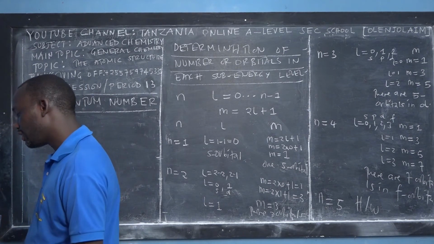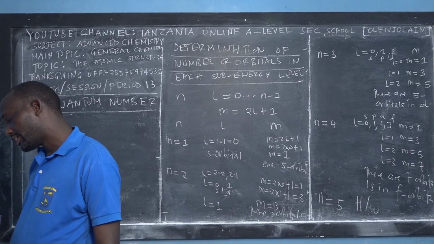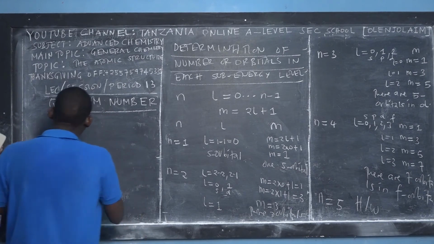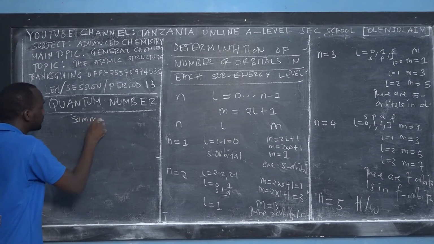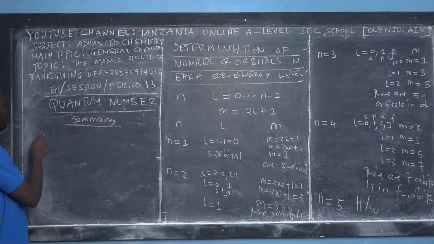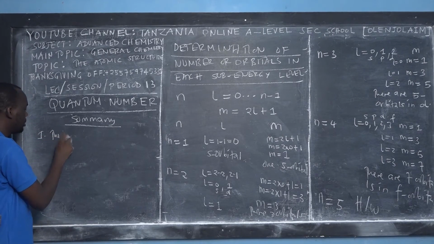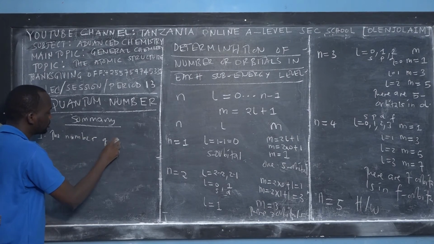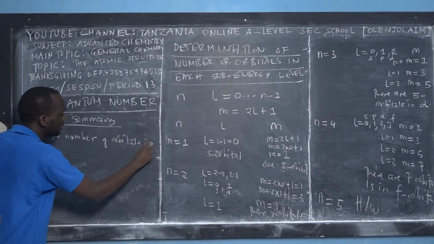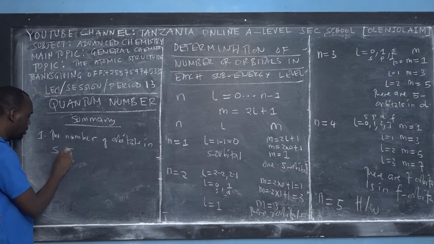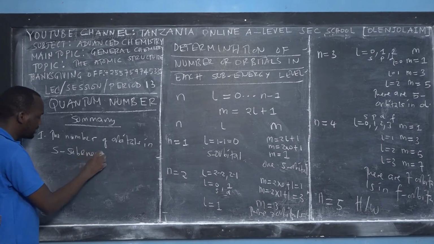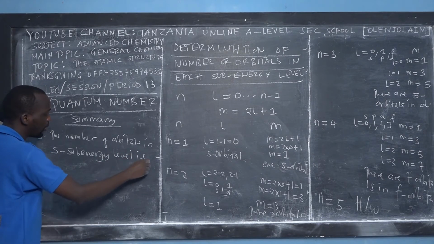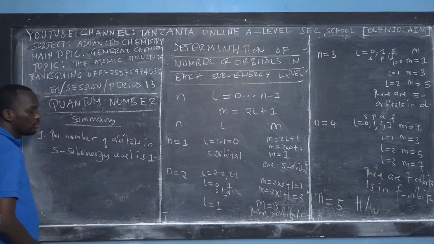Another thing is that the number of orbitals in S sub-energy level is 1. Now we can have the summary of what we have been discussing, and this is number 1. Very important contribution: the number of orbitals in S sub-energy level is what? 1. So from now, we call it S sub-energy level, not S orbital. You have only one orbital.